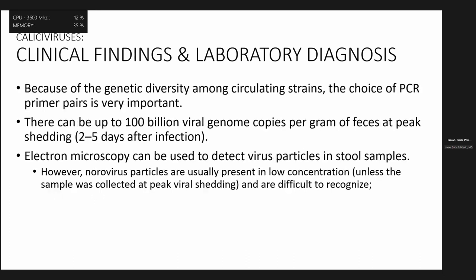Because of the genetic diversity among circulating strains, the choice of the PCR primer pairs is very important. There can be up to 100 billion viral genome copies per gram of feces at peak shedding, which is 2 to 5 days after infection. Electron microscopy can be used to detect virus particles in stool samples, but norovirus particles are usually present in low concentration and are difficult to recognize.